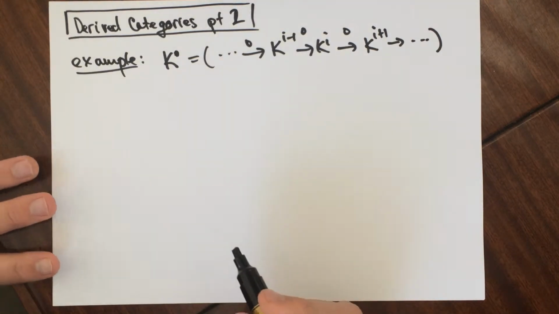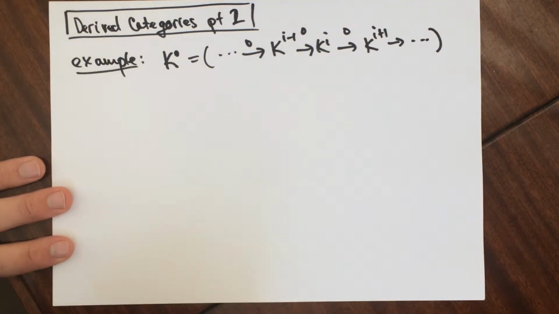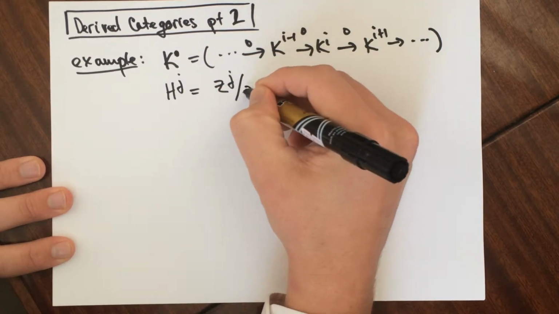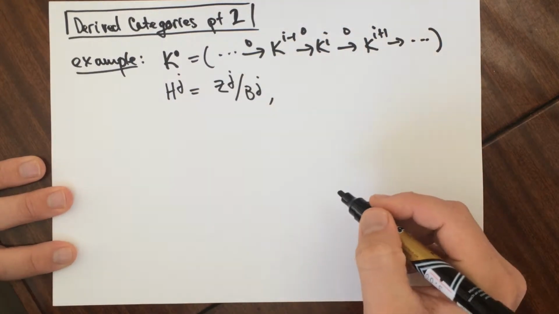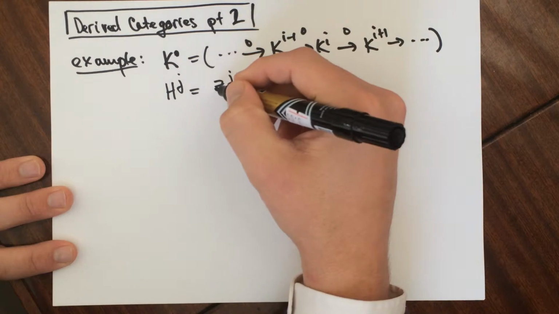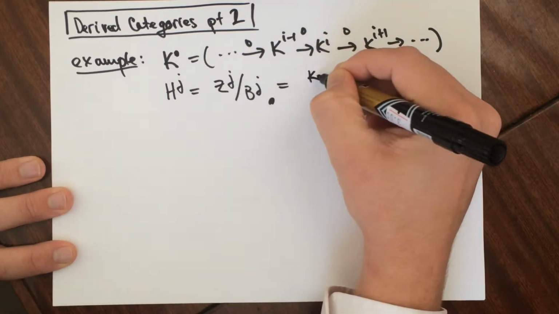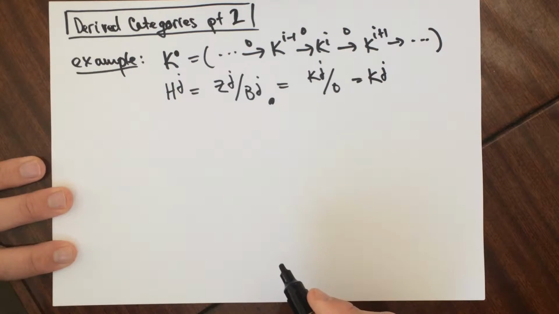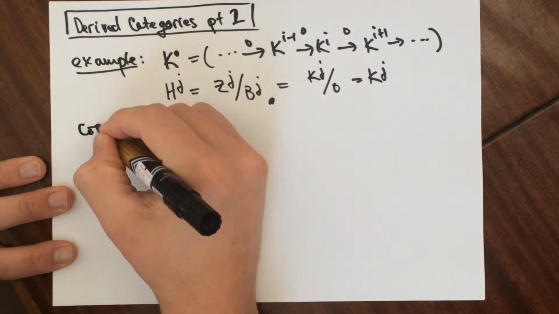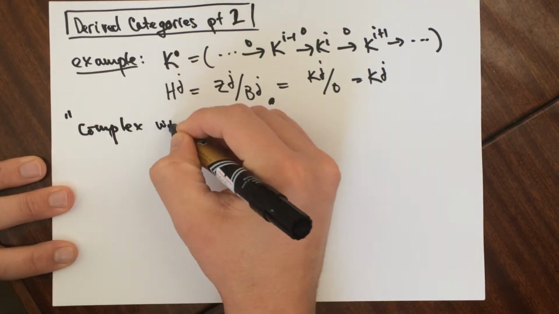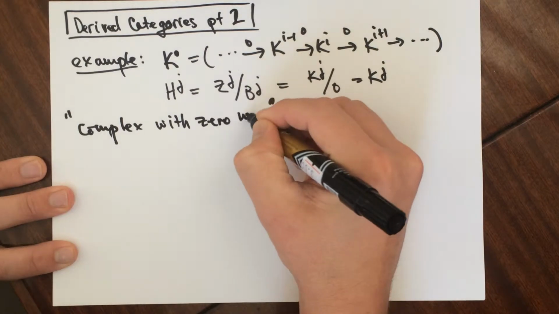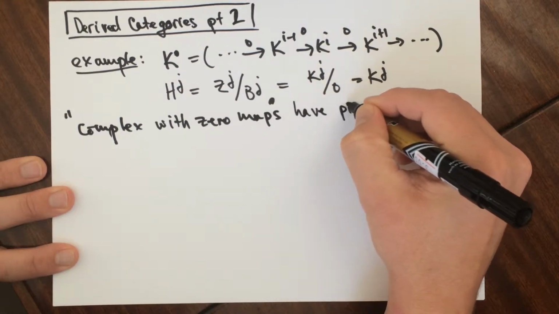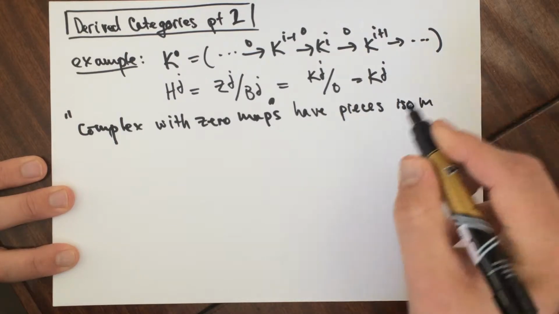So here in this complex, this is the ith piece. Here Hj is going to be the cocycles modulo coboundaries, right? And you can see that here the kernel is going to be the whole thing, so the top is this, and then the image of the previous map is going to be 0. So this is just Kj. So this is a complex with a 0 map. This says complexes with 0 maps have pieces isomorphic to their own cohomology.